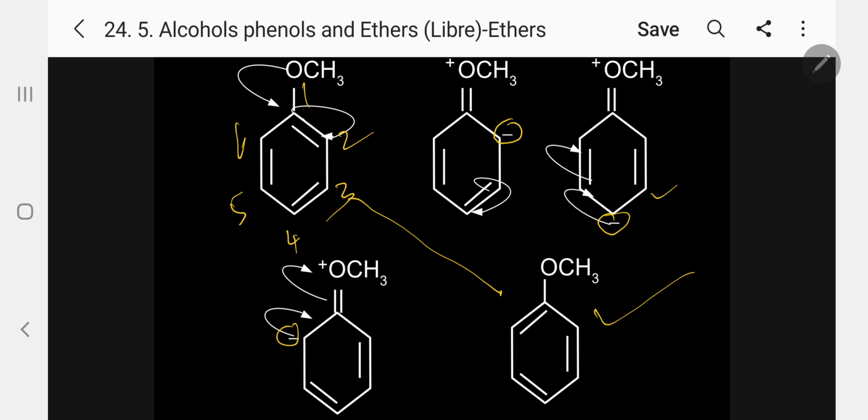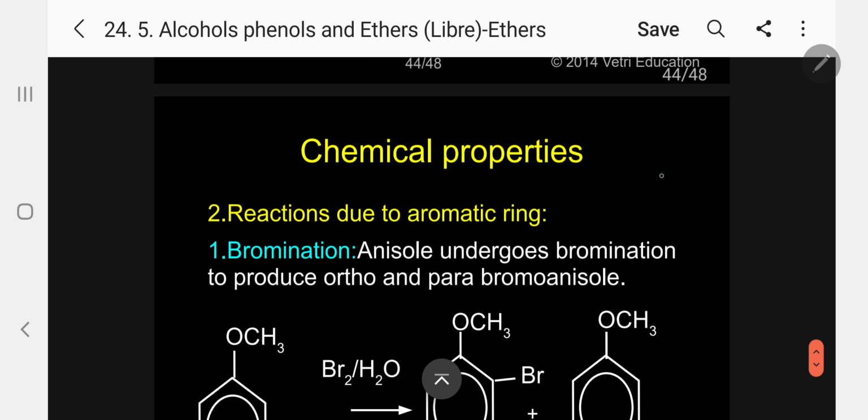Please remember, my dear student, this is applicable for all electron releasing groups in the benzene ring. This is the condition. So between 1 and 2 there is a double bond here, but here between 1 and 2 there is a single bond. So alternatively it is changing. Kindly follow. So this is the basis for the substitution.